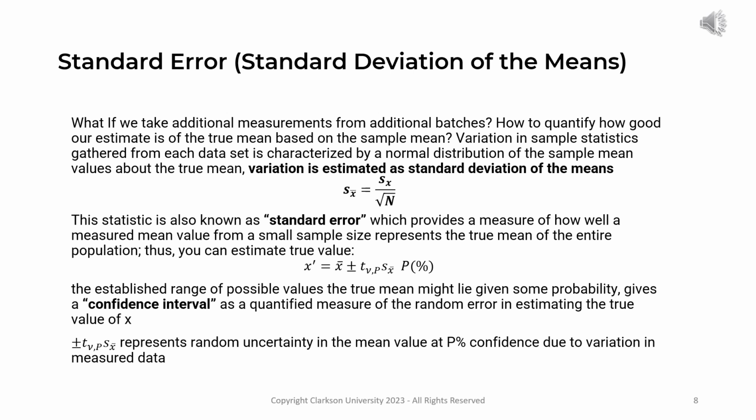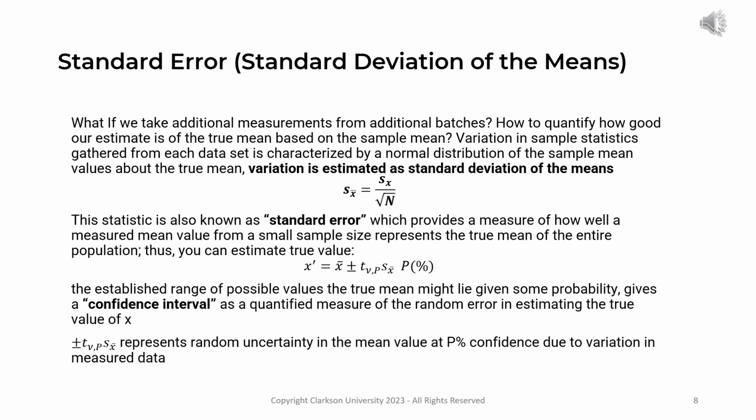The value s sub x bar, the standard error, represents the random standard uncertainty in the mean value, and the value of t times the standard error represents the random uncertainty in the mean value at p% confidence due to variation in the measured data set. In the absence of systematic error in a measurement, the confidence interval assigns the true value within a likely range about the sample mean, one due solely on the sample size.